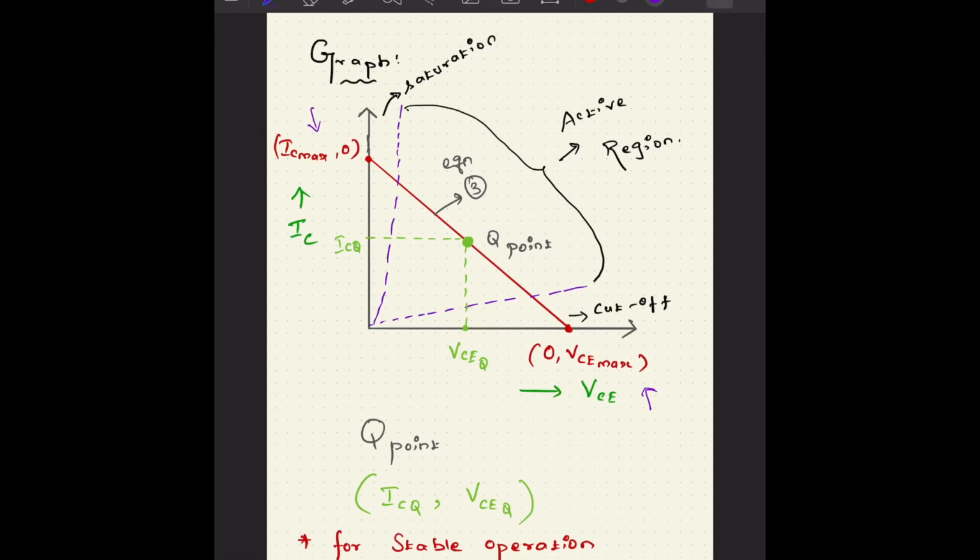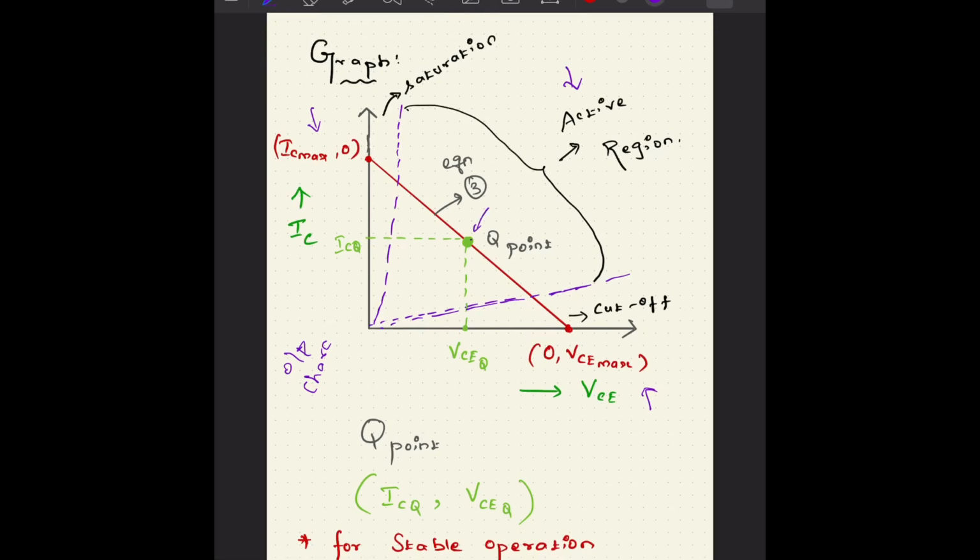From the output characteristics, you can see the violet color line shows the saturation region of the transistor, and below the violet color line is the cutoff region. The region in between is called the active region. So our main motto is, for stable operation we have to keep the Q point in the active region. It must not go into the saturation region and it must not go into the cutoff region. So we set the Q point at the center of the DC load line.